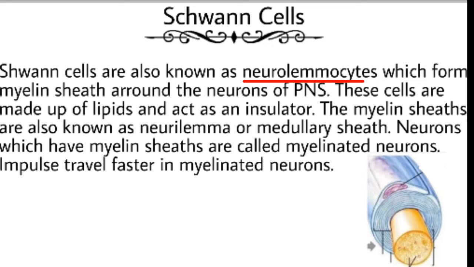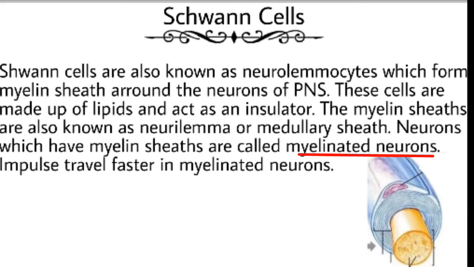Which form myelin sheath around the neurons of PNS. Myelin sheath is also called medullary sheath or neurolemma. These cells are made up of lipid and act as an insulator. Neurons which have myelin sheath are called myelinated neurons. Impulse travels faster in myelinated neurons.